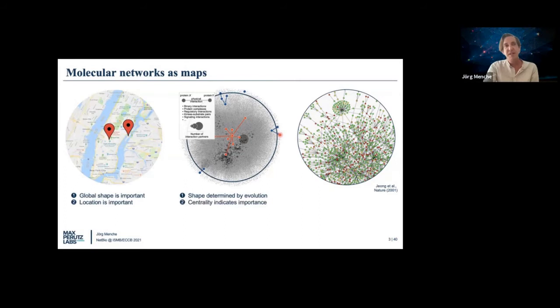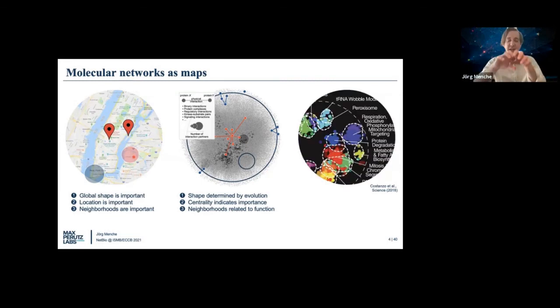The third aspect to it is that neighborhoods are important. So, Wall Street is different from Brooklyn. It's frequented by a different type of people, and it serves a different function. And the same is true also for molecular networks, where genes that are related in their function actually aggregate in these local neighborhoods, as shown very beautifully here in this genetic interaction network by the work that Charlie Boone has done over the last 10, 20 years.